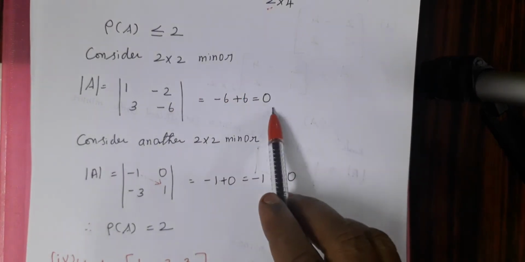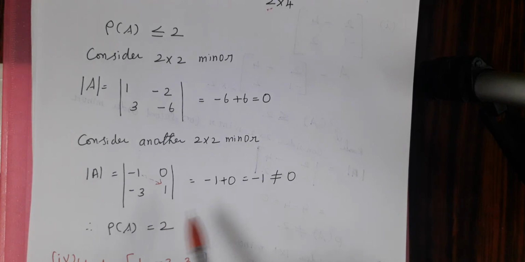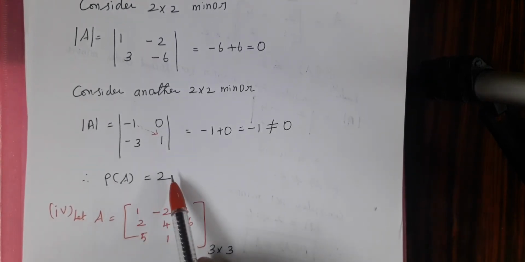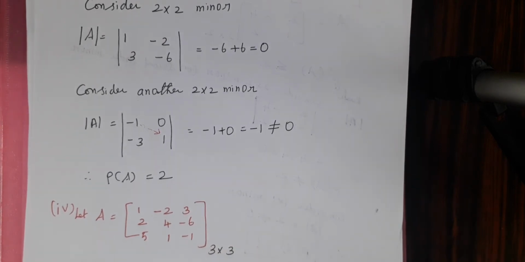If one of the 2 by 2 minors is 0, we refer to the next minor. The next minor value is not equal to 0. Therefore, what is the rank? The rank of the matrix is 2. So, what is the first step from the question?